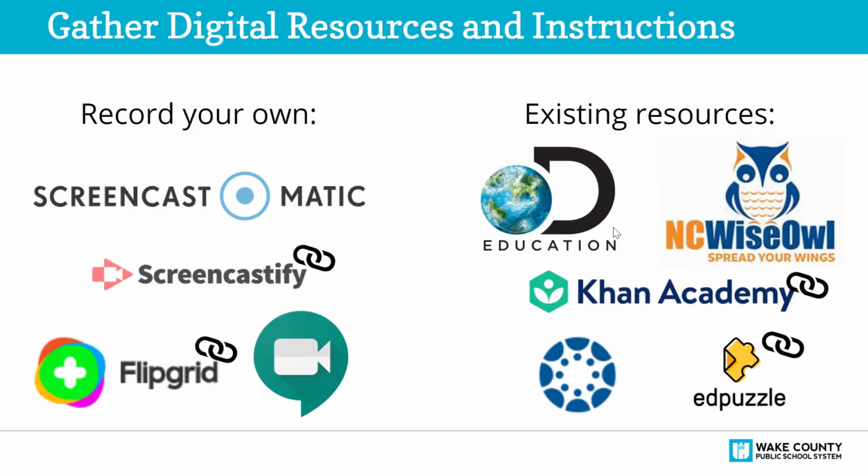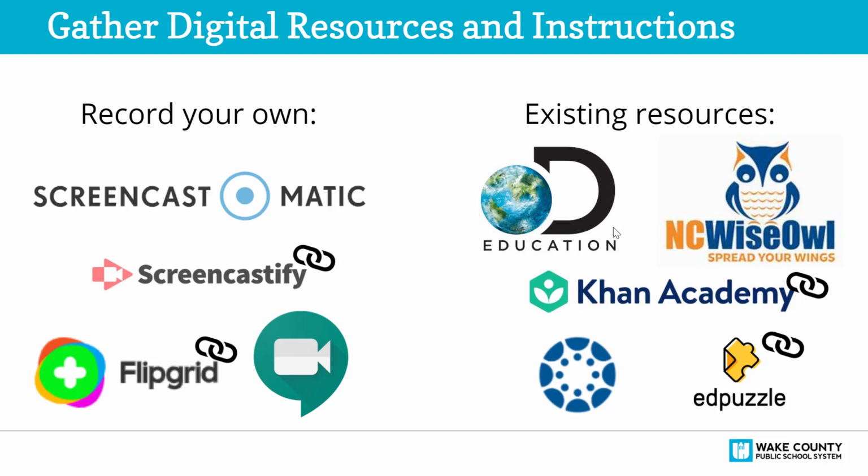So the second step is for you to gather those digital resources and instructions. You may have to record some things for your students, and if so, you can use any of these tools here. Screencastify, Screencast-O-Matic. Maybe you hop into a Google Meet by yourself and press record and explain it to students that way. Maybe you have a Flipgrid that explains what you need students to do. This way they can connect with you, see and hear your voice, and maybe there's some content that you need delivered this way. So you're going back to that flipped instruction model that Katie talked about a few weeks ago.